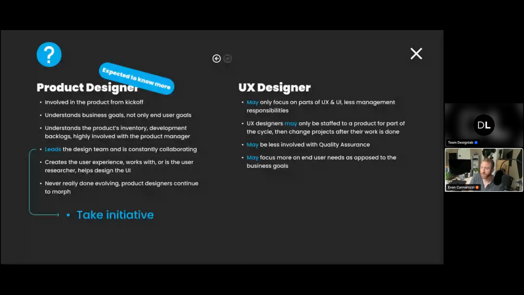When I got into a product design lead role, I was expected to facilitate workshops. I was expected to take more ownership over the product itself and be a little bit more involved with business goals. So those are the key differences between the two, but you can see there's a lot of overlap.